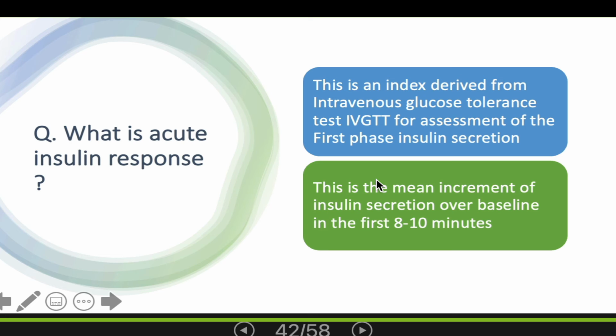There is something known as acute insulin response, which is actually useful in practice. This is an index derived from intravenous glucose, and here there is a mean increment of insulin secretion over baseline in the first 10 minutes. So the insulin release in the first 10 minutes is a critical measurement which is taken.